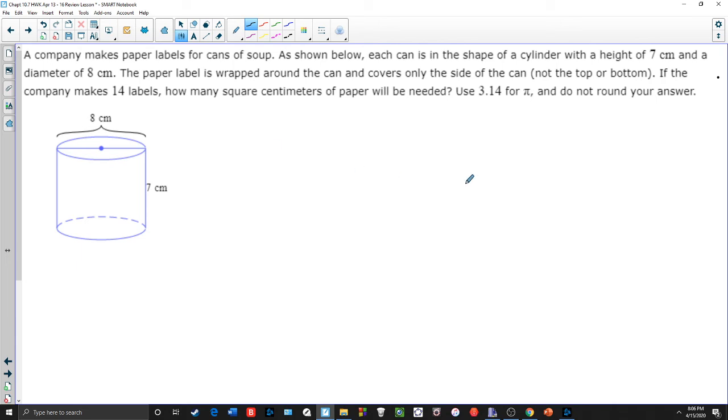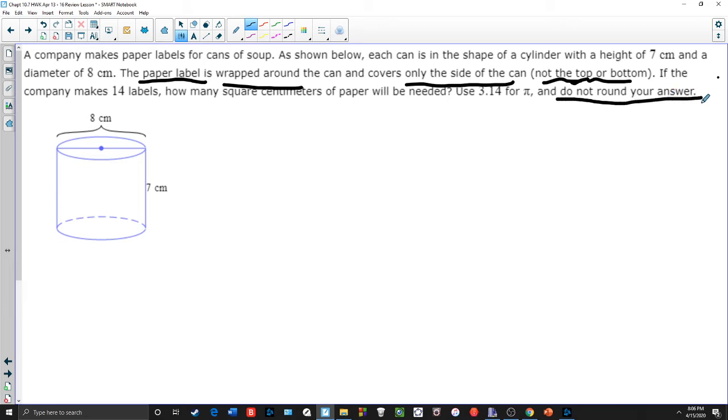Next one here also deals with the cylinder. Now this is a special kind of problem because it gives you the dimensions. It says that this is a can of soup, 8 centimeters wide by 7 centimeters high. And it says that we're making a paper label that is going to be wrapped around the can that only covers the side. So again, not the top or the bottom. If the company makes 14 labels, how many square centimeters of paper will be needed? And it says use 3.14 for pi. Do not round your answer.